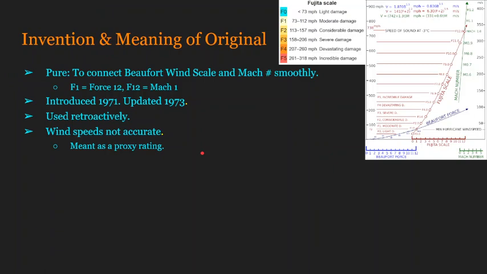An F1 tornado on the F scale is equivalent to force 12, which is the maximum force on the Beaufort wind scale and is also the minimum hurricane wind speed, which is shown here. And F12, which has never been used and will never be used, even F6 was never used, is Mach 1, the speed of sound at negative 3 degrees Celsius. Don't ask me why it's negative 3 degrees Celsius. That's what every graph shows, and I don't understand why.